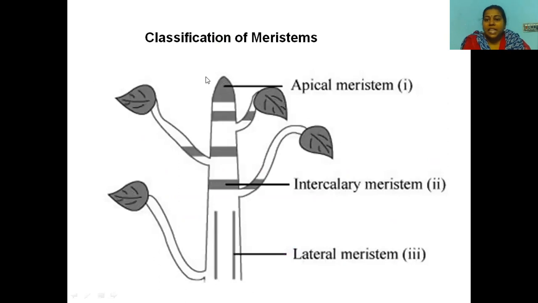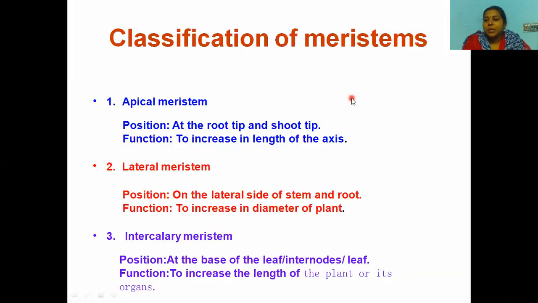Children, even these meristematic cells are of three types: apical meristem, intercalary meristem, and lateral meristem. What are those three different types, children? Apical, intercalary, and lateral meristems.